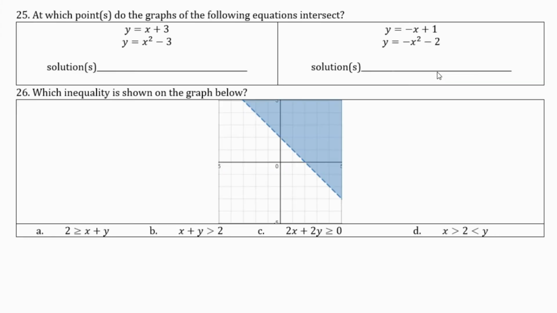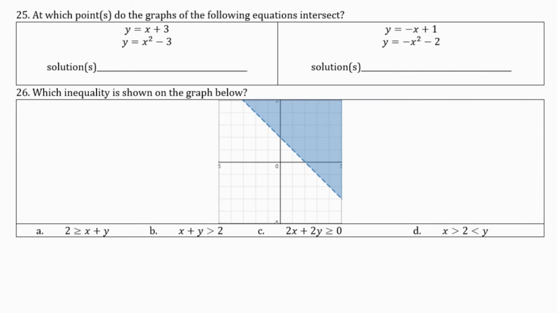Okay, let's look at the next one. At which points do the graphs of the following equations intersect? We have 2 equations, y equals x plus 3, and another equation, y equals x squared minus 3. Notice that solutions has an S, so it could be one solution or it could be more than one solution. So guess where we're going?